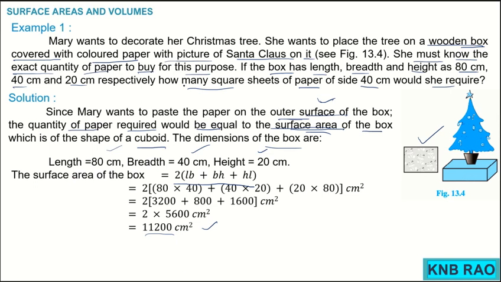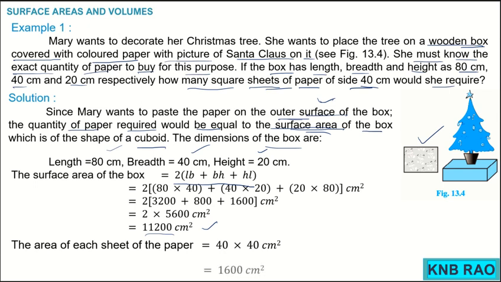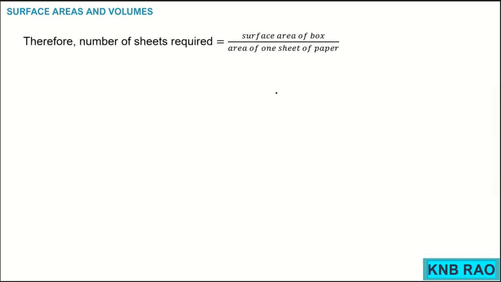Now, you have square sheets of side 40 centimeters. So, square sheets of paper with 40 centimeter side will be of area 1600 centimeter square. Now, if I buy one, I will get this. How many such do I have to buy? So I have to divide this 11,200 centimeter square by 1600 centimeter square.